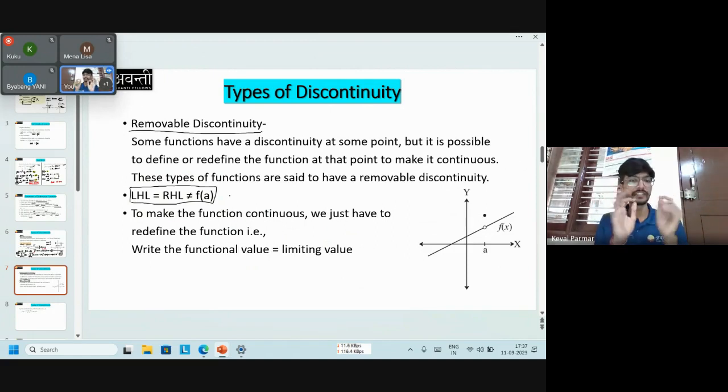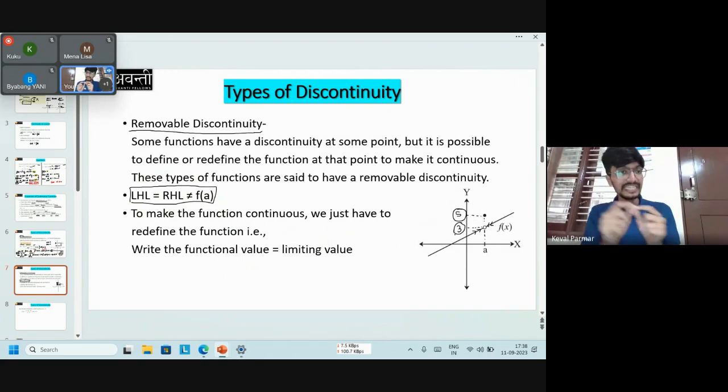Now, how do we redefine the function? Let me tell you. First, look at this example. Suppose this value is 3 and this value is 5. If I approach from the left hand side and right hand side, my limiting value is 3. But the functional value f of a, here it is a solid circle, is 5. So the limiting value is 3, but the functional value is 5. In such cases, the limiting value and functional value are not equal, which means the discontinuity is removable.